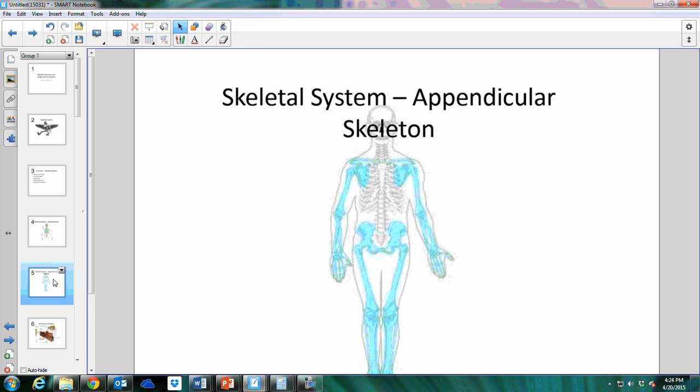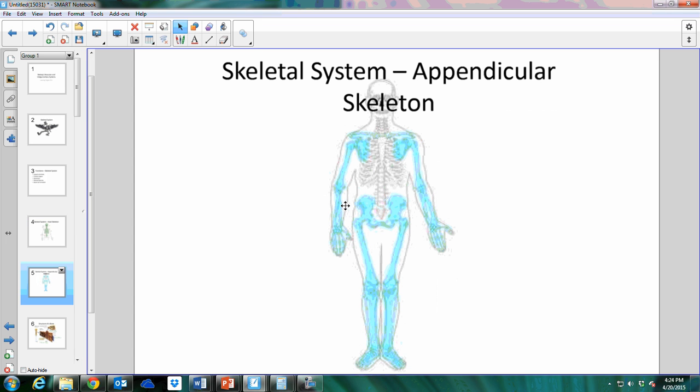And then you have the appendicular skeleton. Think of the word appendage that we just learned in the animal unit. Appendages like arms and legs. Well, our arms and our legs and our shoulders and our hips represent our appendicular skeleton.